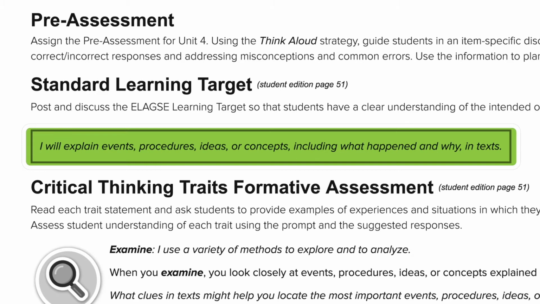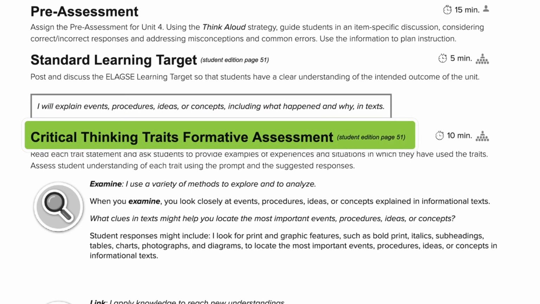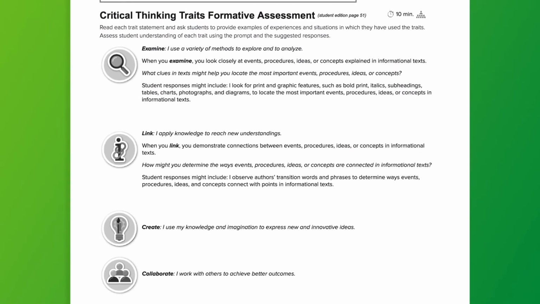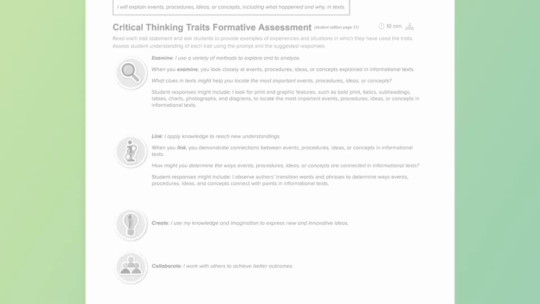The 9 Traits Formative Assessment in your Teacher's Edition serves as a critical thinking odometer to track student awareness over time as it develops and helps you facilitate the development of the 9 critical thinking traits.